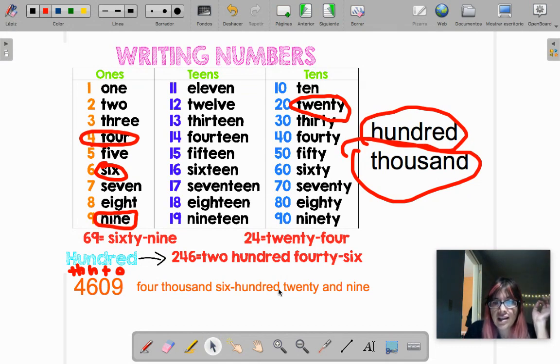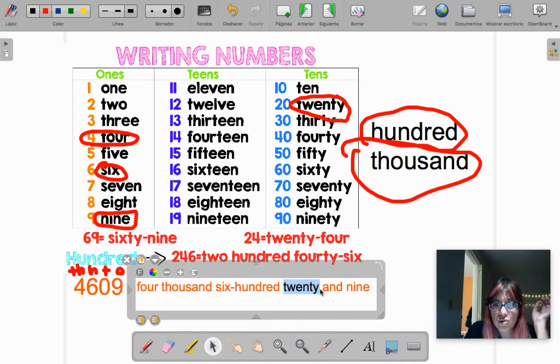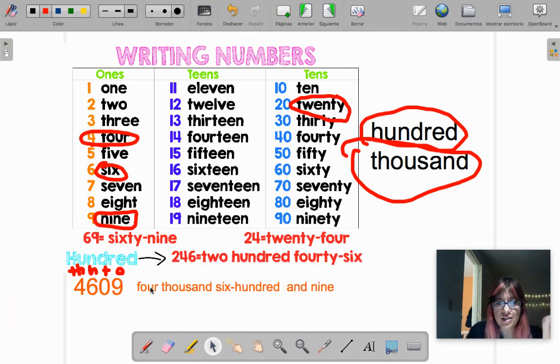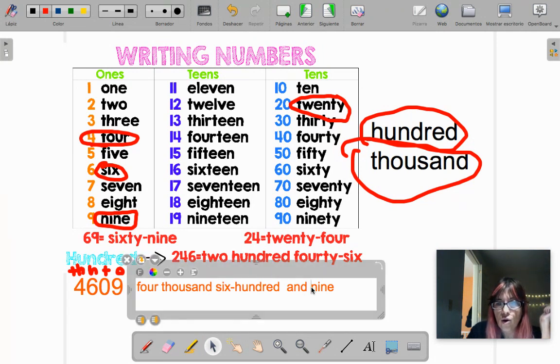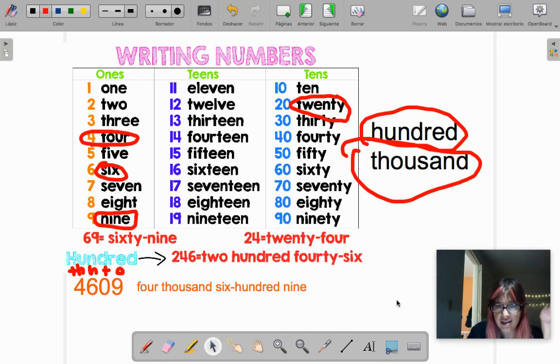4,609. So that means here I would not put the 20 because I don't have hundreds. It would be 4,609 or just 4,609. Okay, look, 4,600. I don't say 10, 20, 30, 40, 50. I just say 9. 4,609.